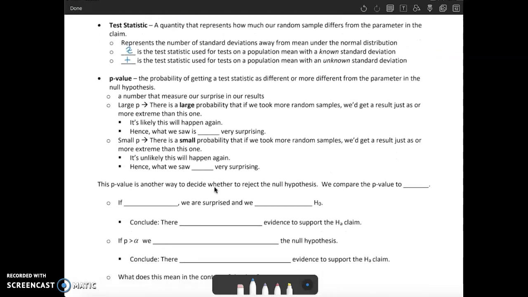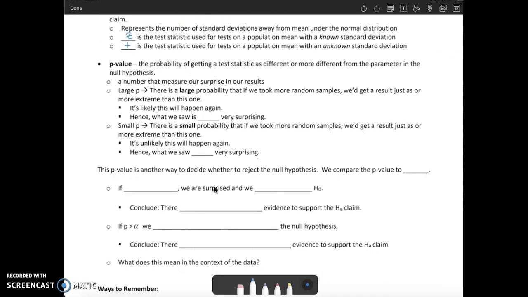Now this might be a little bit new. I don't think we've talked about this yet, so this is new information. The p-value is the probability of getting a test statistic as different or more different from the parameter in the null hypothesis. Okay, so this is a number basically that measures the surprise of your results.